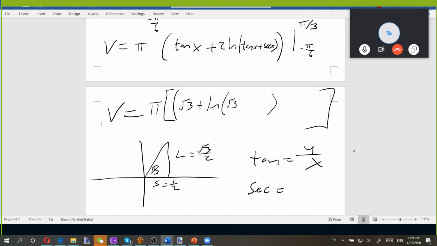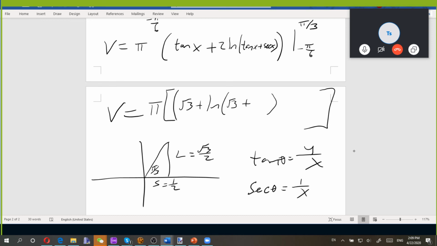Secant is 1 over cosine. Secant x is another variable, theta. The secant of an angle is 1 over x. Okay, so what should the secant be in this case? Just 1.5. So this will be 1 over 1/2.